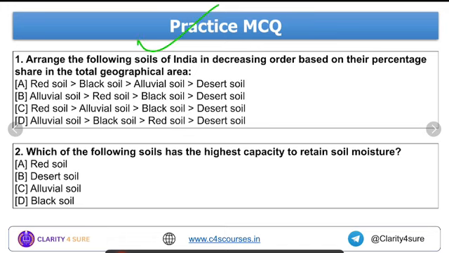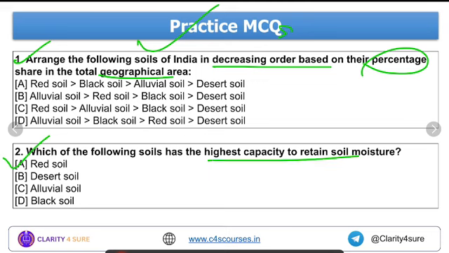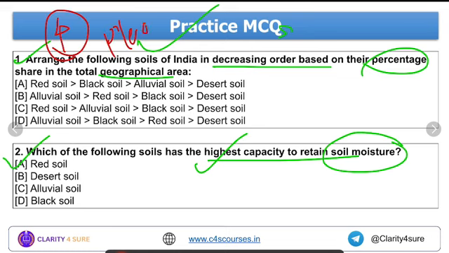So yes, this was it, and these are again two practice MCQs I want you to solve. First is: arrange these soils in decreasing order based on the percentage of total geographical area they cover. And the next one is about the soil with the highest capacity to retain soil moisture. So in total we have four MCQs. Please comment down below the answers for these in the comment section.